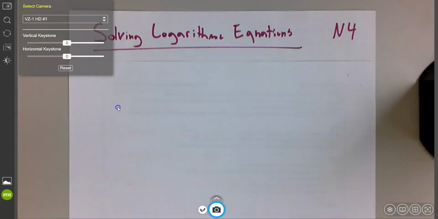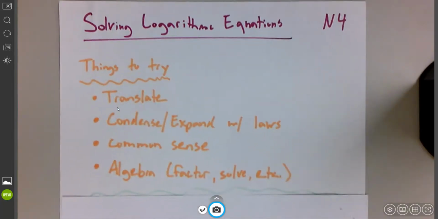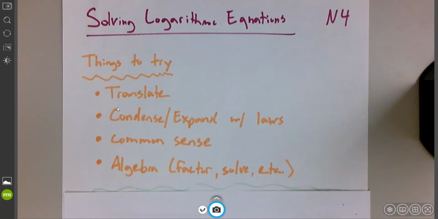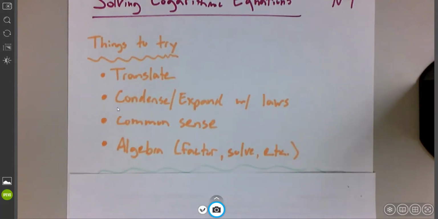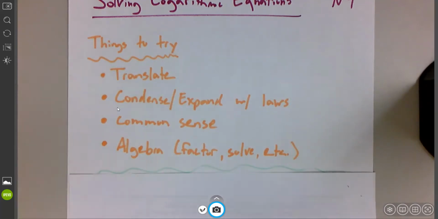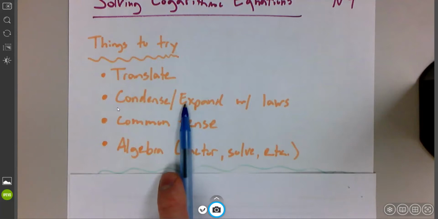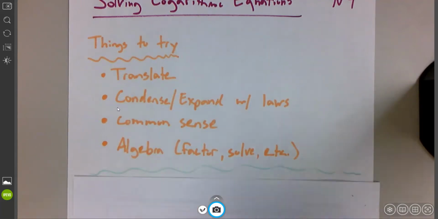Solving logarithmic equations. Here's just a quick little list of things that you can try. There were different avenues to take. One of our skills was to translate. If it's a logarithm, try writing it as an exponential. If it's an exponential, try writing it as a logarithm. A lot of times the answer just kind of falls into your lap. Next was to condense or expand. If we have 2 logarithms separated with addition or subtraction, we can kind of clean this stuff up, if you will, and things will happen for us. So it's just something we can try.